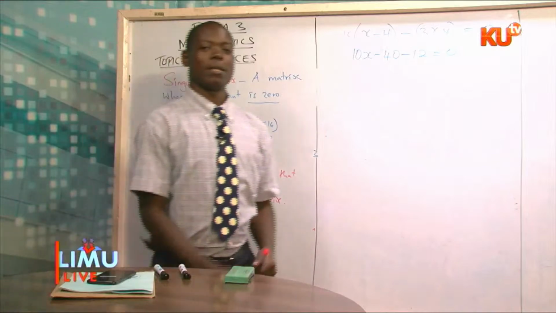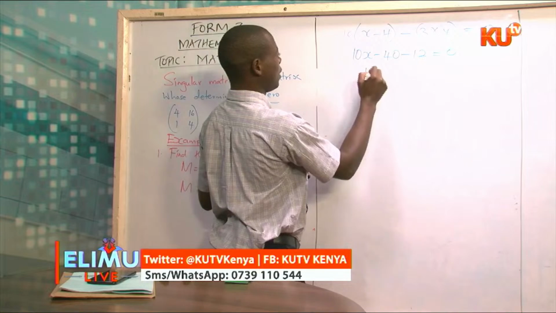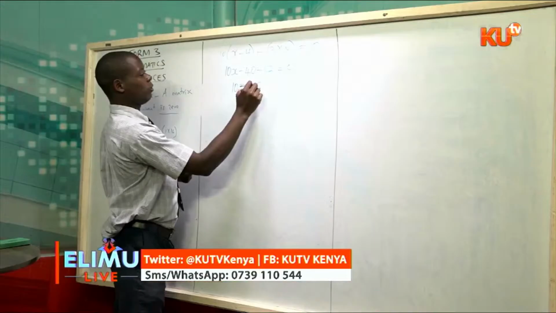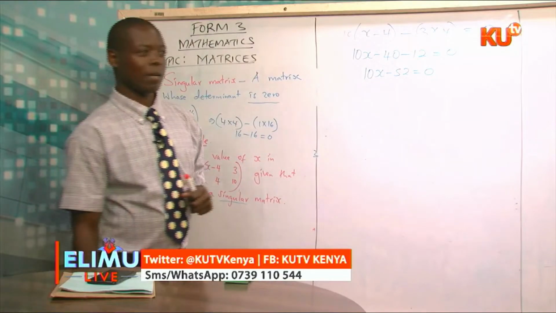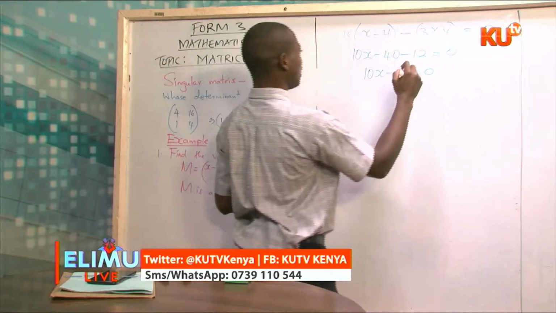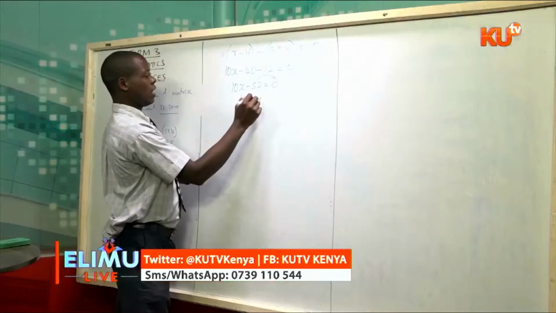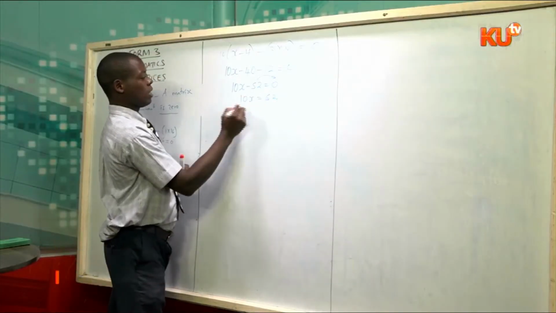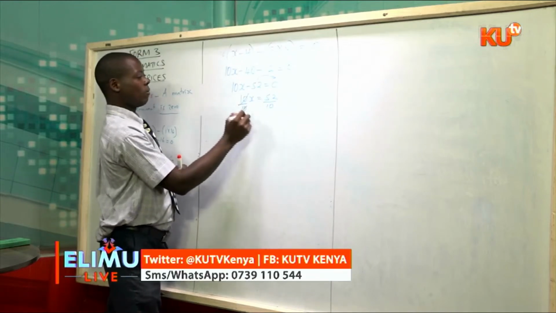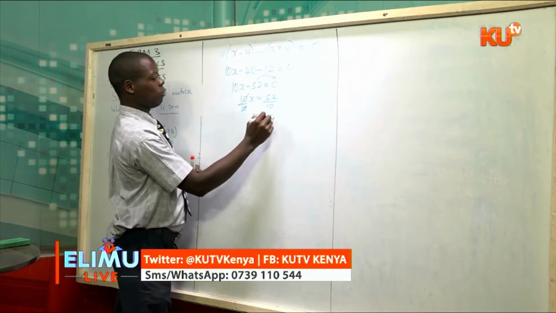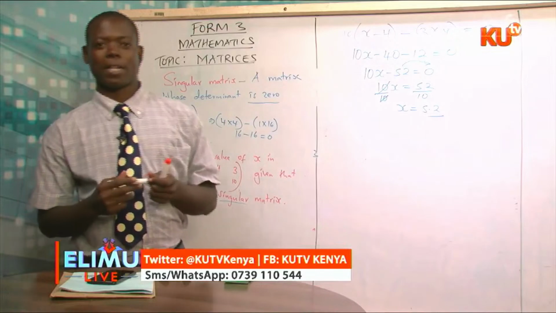Minus 40 minus 12 is minus 52. Therefore, this is 10x minus 52 is 0. We collect like terms by taking negative 52 to the right side, turns positive. So 10x equals 52. Then we divide by 10, divide by 10, this cancels out, and x is equal to 5.2. That is the value of x in that matrix.